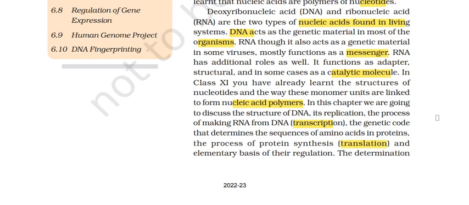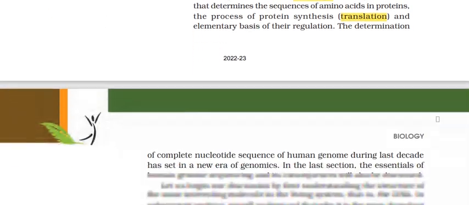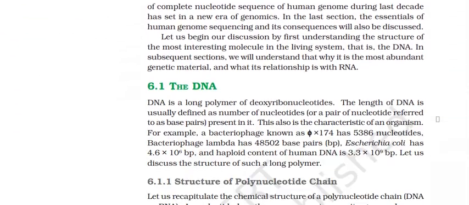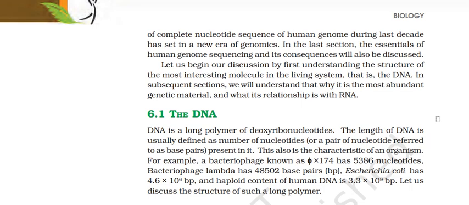The determination of complete nucleotide sequence of human genome during last decade has set in a new era of genomics. So at the end, we will be talking about how we sequence all of the genes, all the DNA material inside human beings, which is really expensive, and we'll see how it works. In the last section, the essentials of human genome sequencing and its consequences will also be discussed, which we will do in the human genome project.